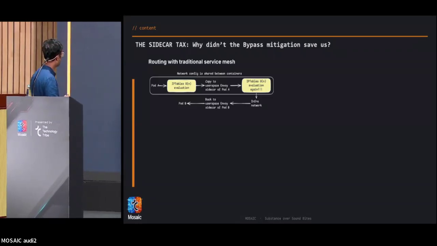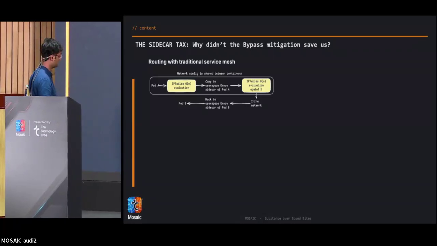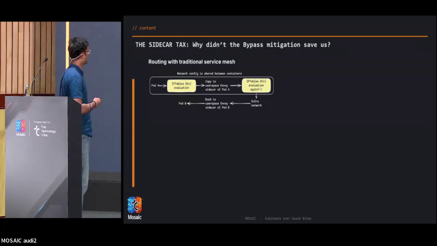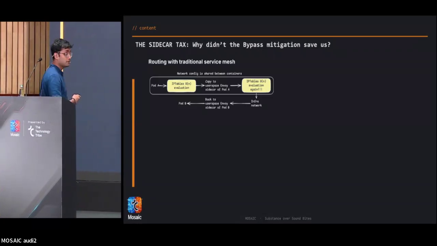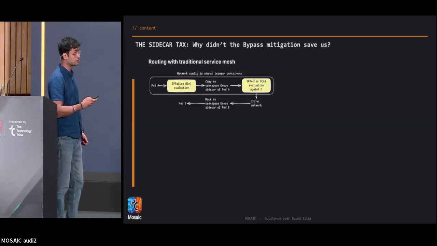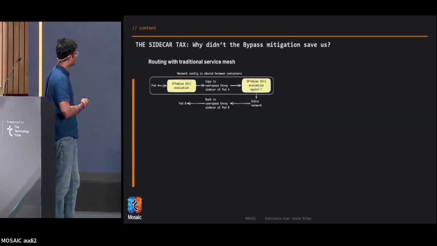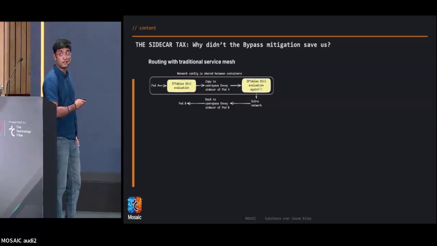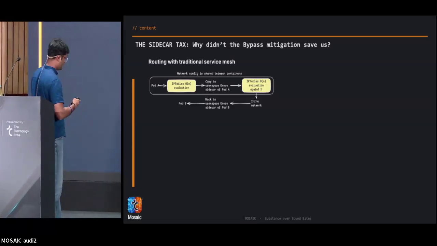Every single packet will be evaluated by IP tables. It will be copied to the sidecar user space, and then because the network configuration is shared between the containers, when Envoy actually makes and forwards those packets to the actual destination, IP tables will be evaluated again. So there's a 2x cost of having IP tables within your system.